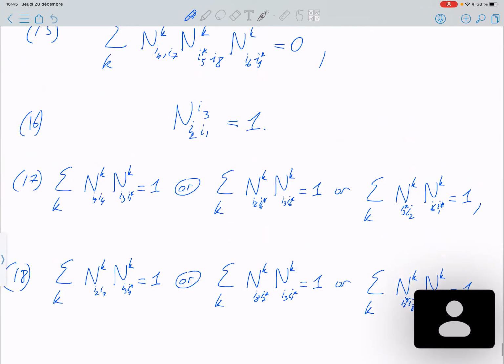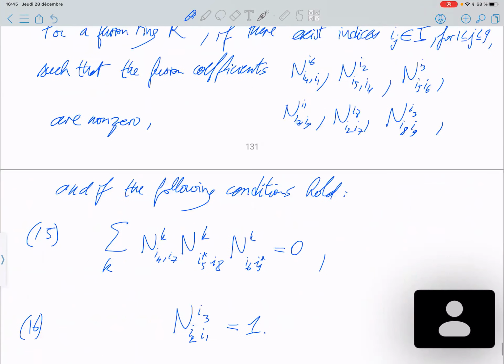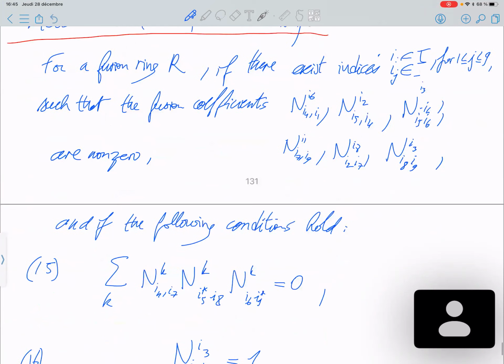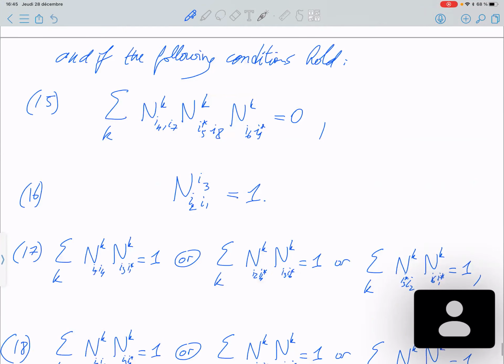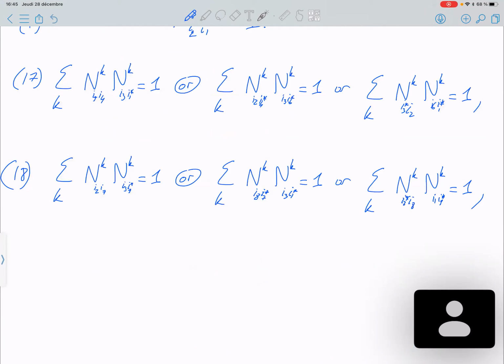So, if you have these assumptions on the fusion coefficient, and in fact, this kind of assumption can be realized for a fusion ring, but not for a fusion category. So it's a really interesting categorification criterion, and R cannot be categorified. This is really the kind of thing we want: a condition which is only on the fusion coefficient, which is very easy to compute.